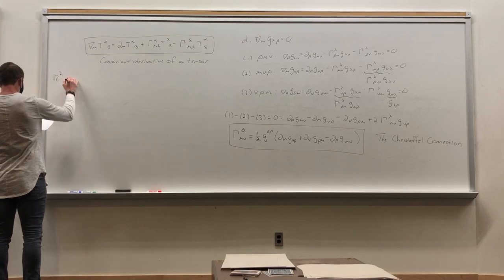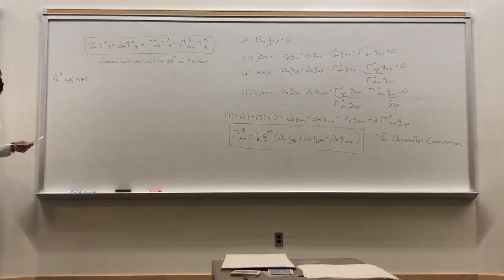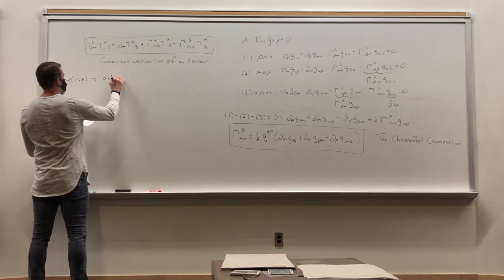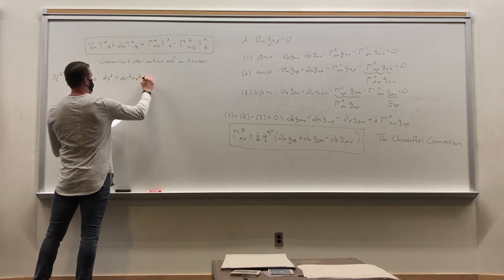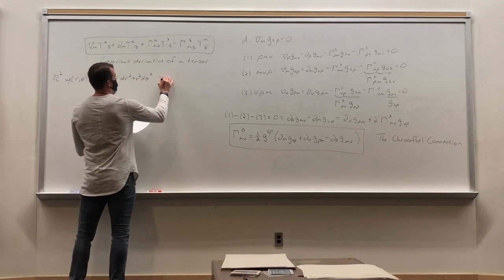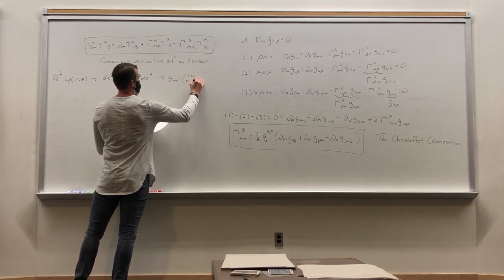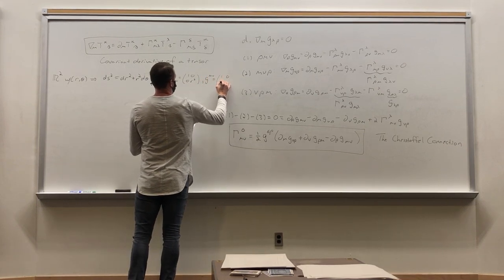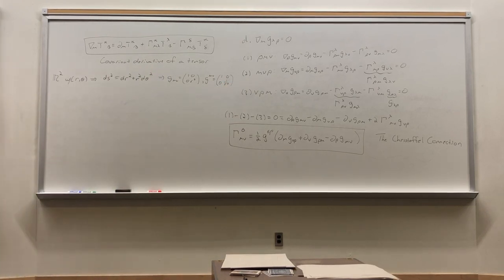Let's take the space R2 with coordinates r and theta. We know that ds squared is equal to dr squared plus r squared d theta squared, okay? Which of course tells us that the metric is 1, 0, 0, r squared, and the inverse metric is 1, 0, 0, 1 over r squared, okay? Everybody on board?